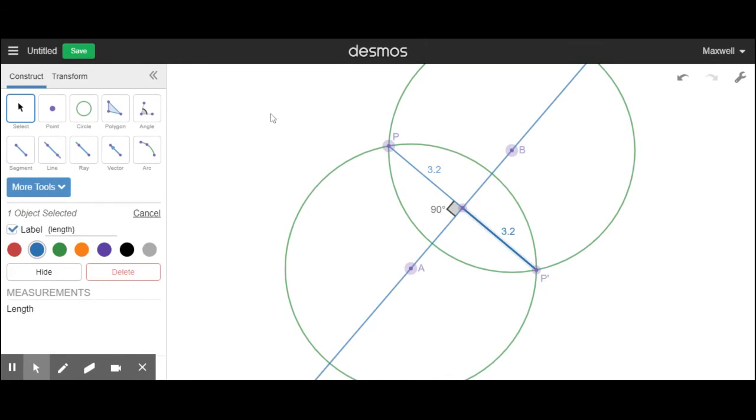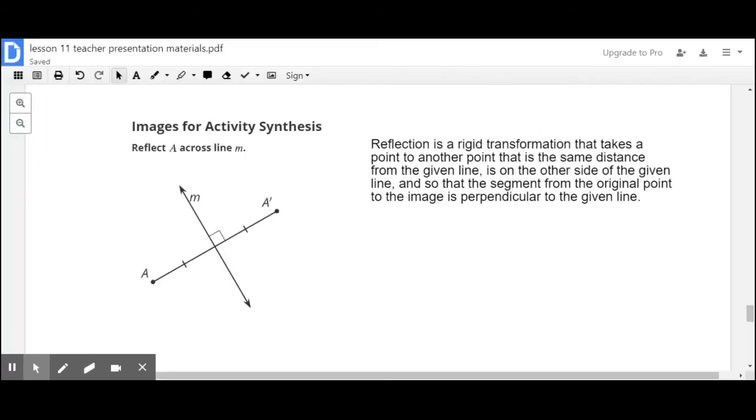So this is almost everything that is important with lines of reflection, in that we know we have P and its reflection P prime. They're both the same distance away from their line of reflection, and if you connect them to each other, they make a perpendicular angle with that line of reflection as well. And that covers all the important things we are using Desmos geometry for in this lesson.